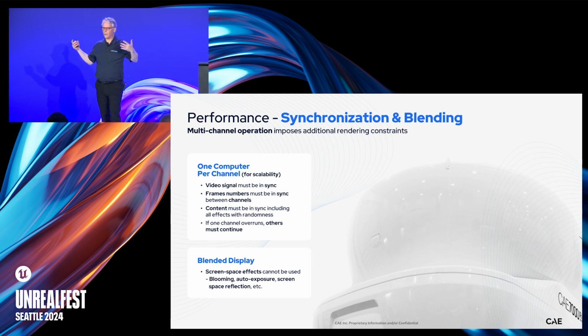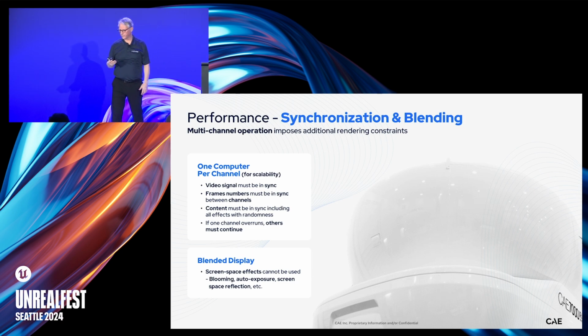So I've talked about the blending of the display. So this actually imposes a constraint. So anything that is screen space cannot work anymore, because each of the Unreal Engine instances essentially is not aware of the screen space of the other, right? So you have to take those out and operate in a different way. So auto exposures, screen space reflections, all of those things get fooled when you start to put all those screens one beside the other.